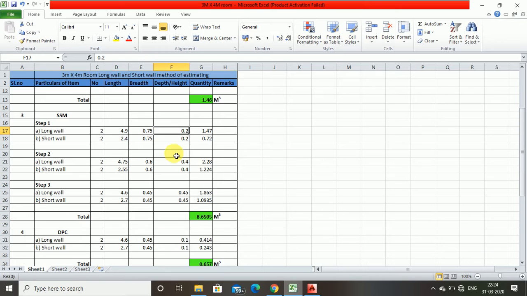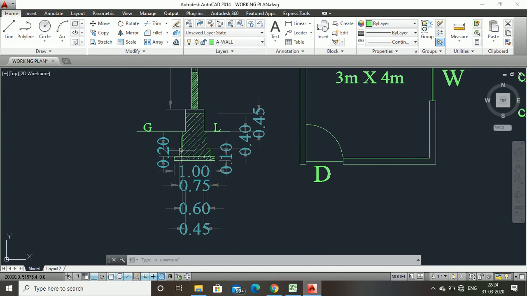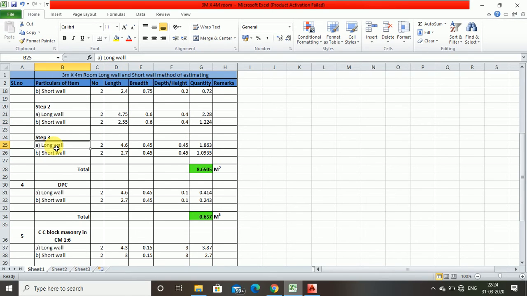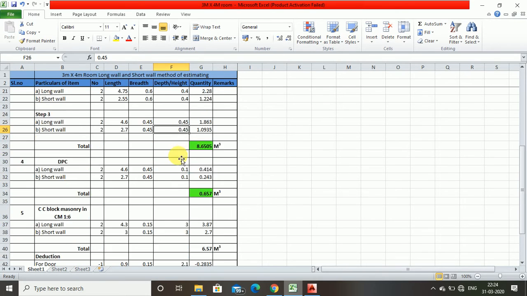In short wall we will deduct either side. So depth is 0.2, and the width is 0.75 meter. In step 2 the width is 0.6, and the depth is 0.4. So in 4.15 meter, the center distance long wall, plus 0.65 by 2 plus 0.65 by 2 we will take. In short wall we will minus, deduct the width of the footing or step. In step 3 long wall is 4.6 meter we will get. In short wall 2.75 meter, and the width will be 0.45, depth is 0.45.